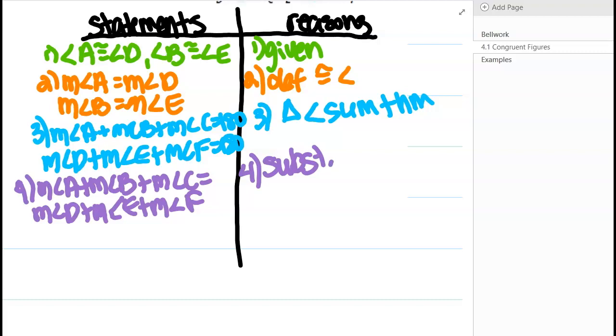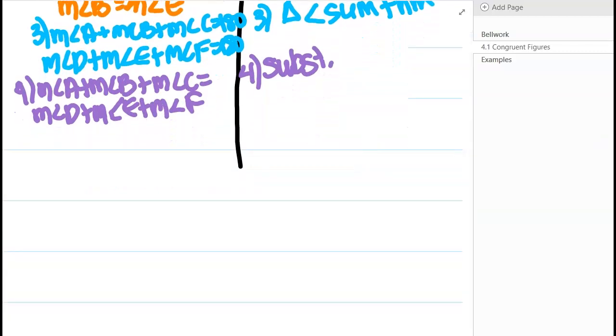Okay, now remember, what I'm trying to do is get just the C and the F. So what I need to do is get rid of the A and the D and the B and the E. I'm really wanting, in the end, to subtract those from both sides, but you can only do that if you subtract the same thing from both sides. So I need these to be the same thing. I need A and D to be the same thing. I either need them both to be the measure of angle A or the measure of angle D. It doesn't matter which way you do it. And I need both of these to be either the measure of angle B or the measure of angle E. It does not matter which way you go, you'll get the same answer.